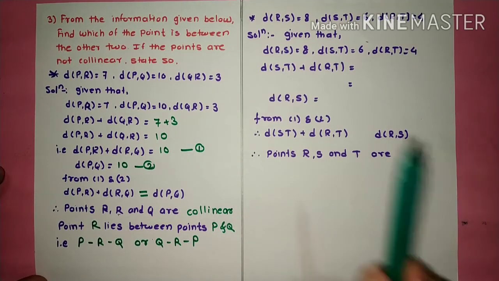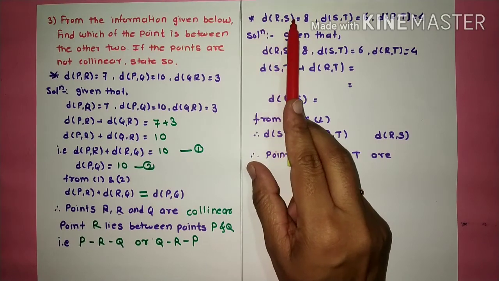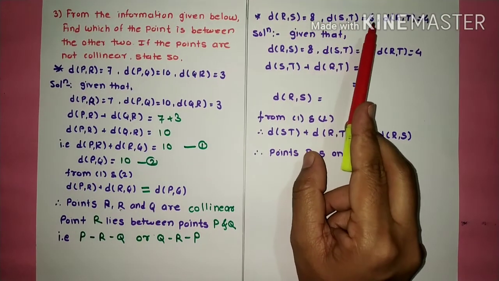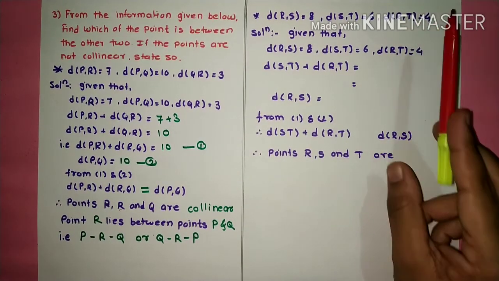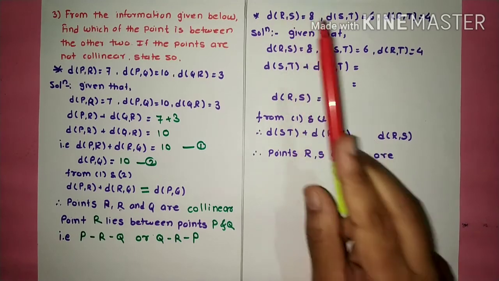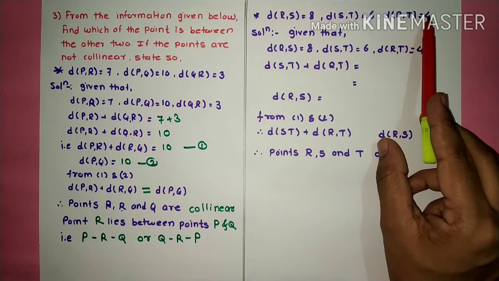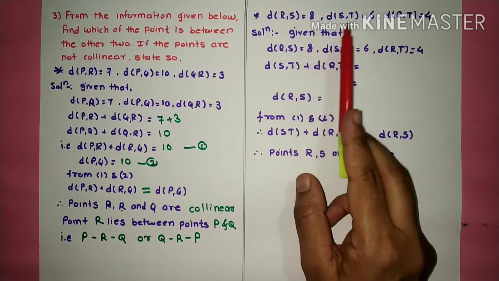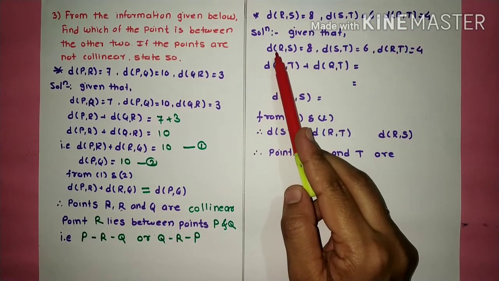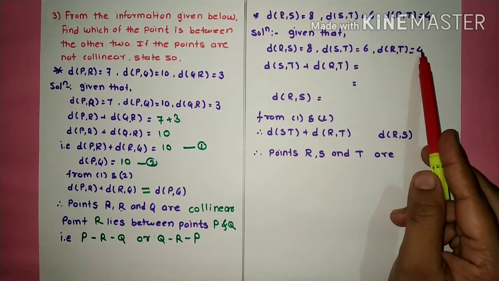Okay. Now see another example of a similar type. Here distance RS equal to 8, distance ST equal to 6 and distance RT equal to 4. Means length of segment RS is 8, length of segment ST is 6 and length of segment RT equal to 4. In the solution, first we write down the given terms. So first we write down distance RS equal to 8, distance ST equal to 6 and distance RT equal to 4.